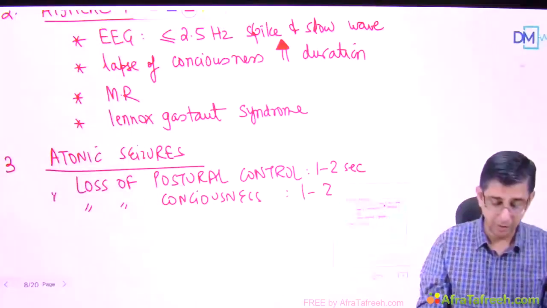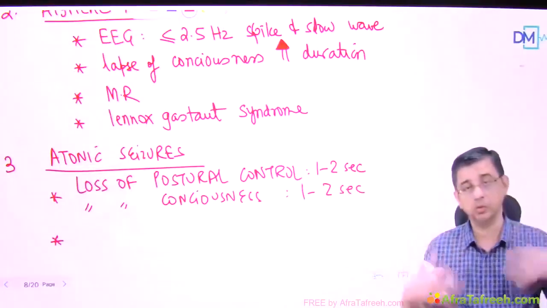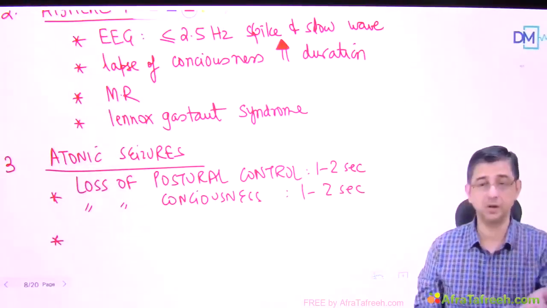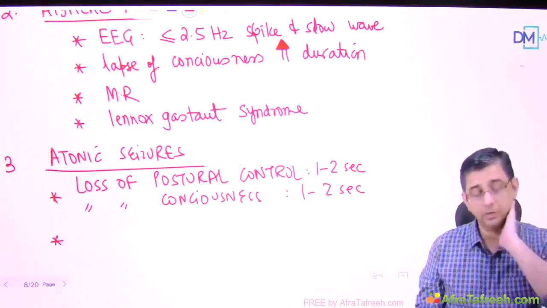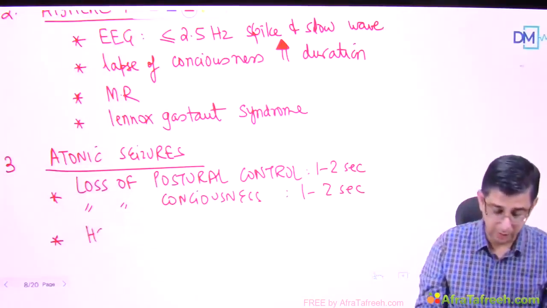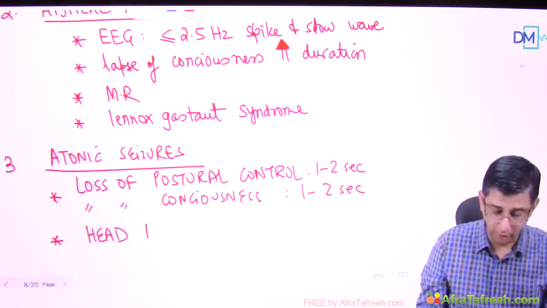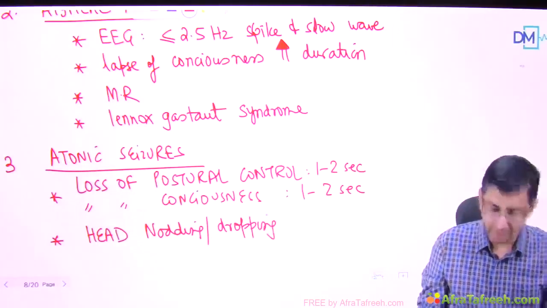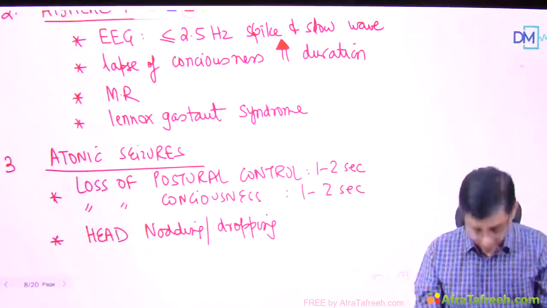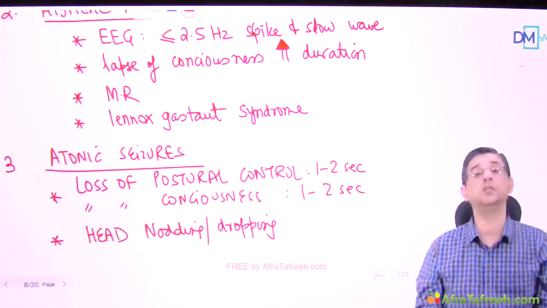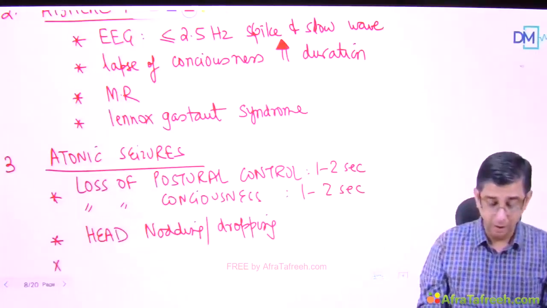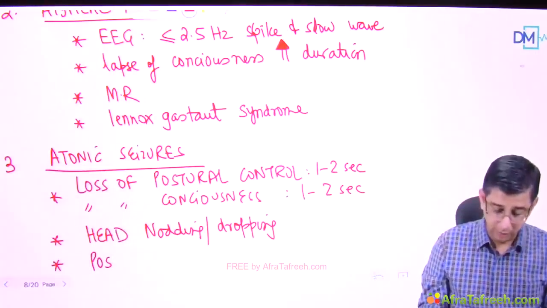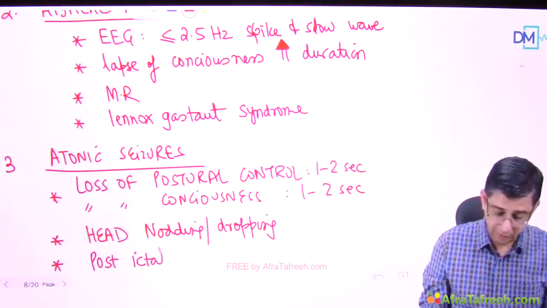Thankfully, in most of the patients, however, the tone is not decreased in the whole body, but mostly in the muscles related to the neck. So therefore, he will say sudden onset head nodding or head dropping is a feature of atonic seizure. It is just like you sitting and suddenly the person will look as if he's fallen asleep, then he will again be coming back. When he comes back, you will notice that he will not be having any post-ictal deficit.